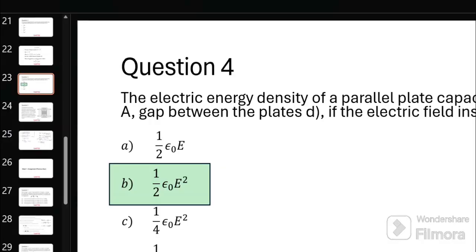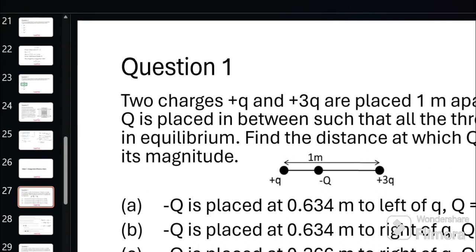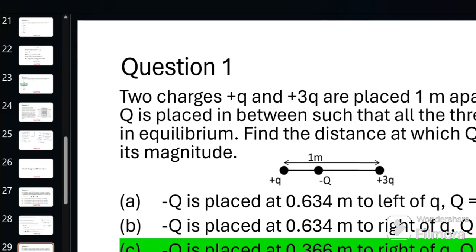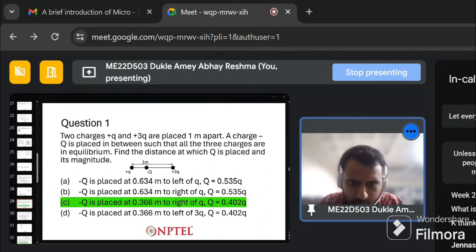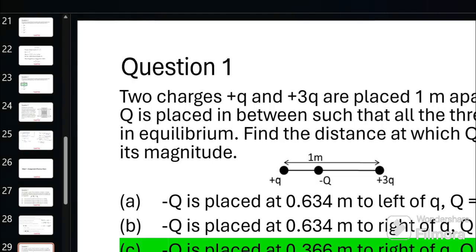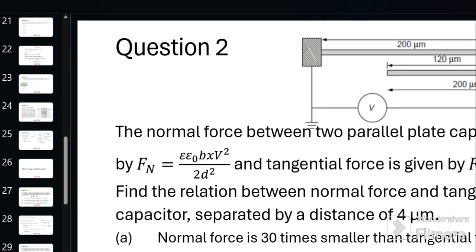Okay, so I guess this is answered. So yeah, does anyone have a doubt with this question? Question 1. Okay, so yeah, we'll move to the next question.